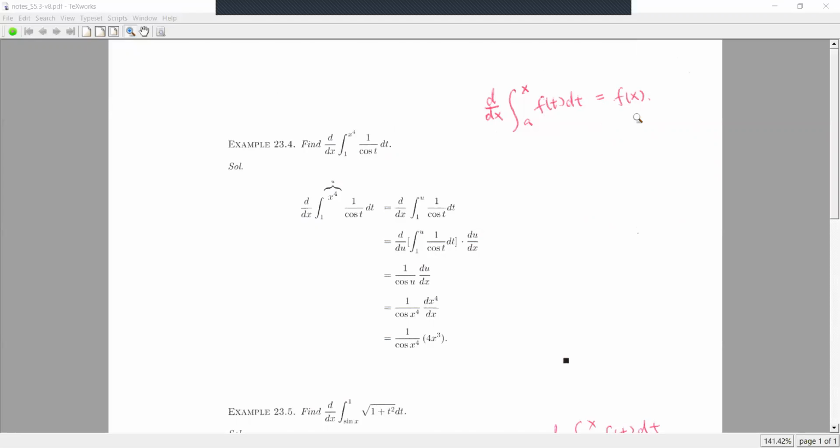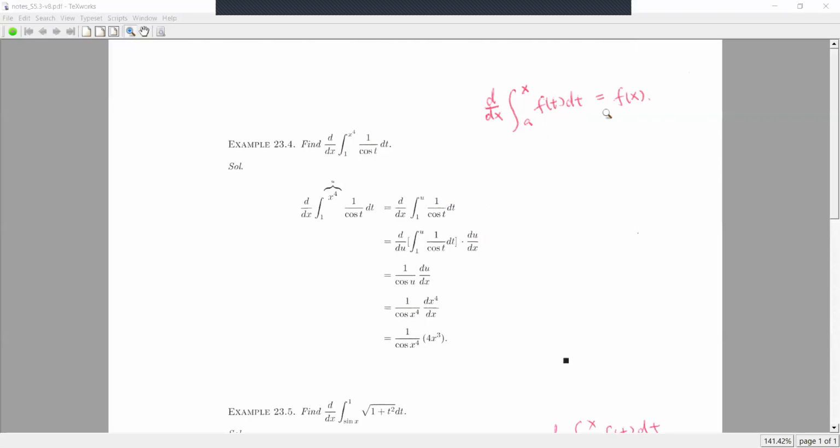I want to use this formula to solve the problem, but this formula requires the lower limit to be a constant. The upper limit is just x. In this integral, the lower limit is a constant, no problem. But the upper limit is x to the 4th, not just x. So I cannot apply this formula to this derivative. Now, to overcome the difficulty, I need to simplify the upper limit. I use u, this temporary variable, to denote x to the 4th. Then this integral becomes this integral.